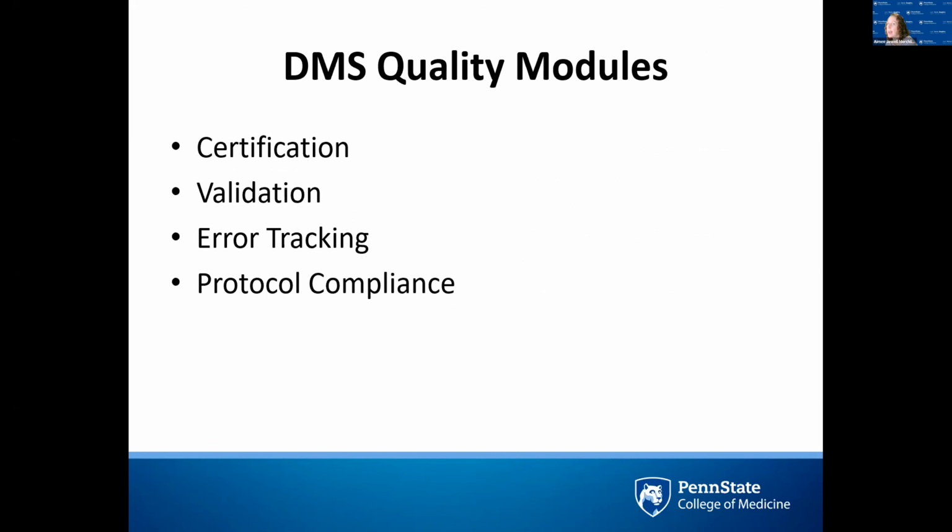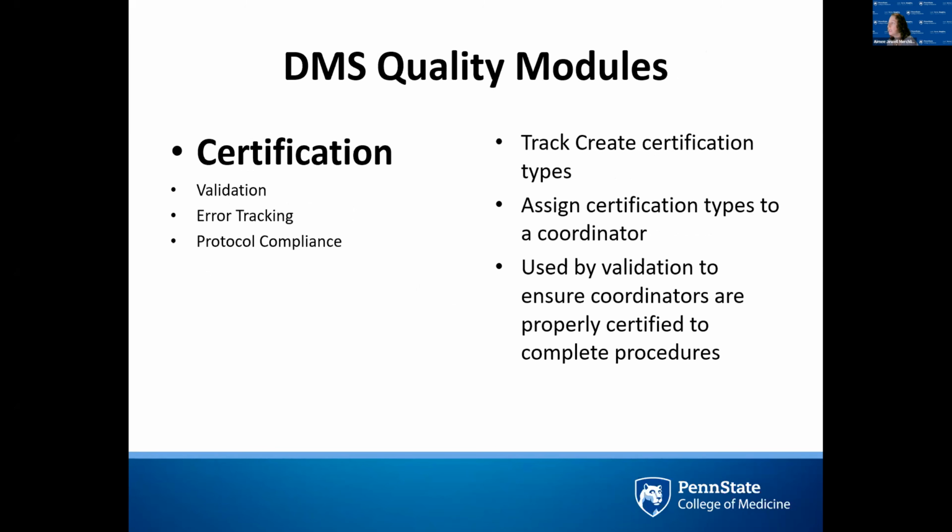We have 4 modules that we identify as quality modules. And our first one is for certification. So we use the certification module to create certification types that individuals are required to achieve. So such as GCP certification, or being certified in a spirometry procedure, or having protocol training. And once an individual has received that proper training or competency and provided documentation to us at the DCC, we will add them into the module as certified as of a certain date.